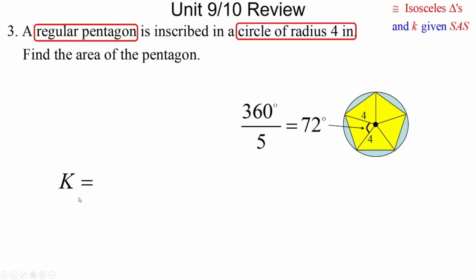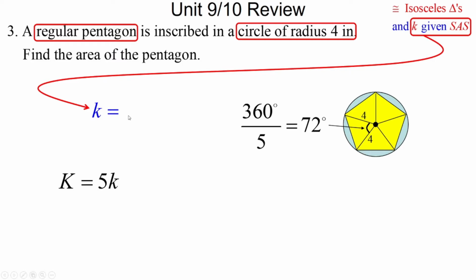So I'm going to say the area of the entire pentagon would be 5 times the area of this isosceles triangle right here. So I'm going to say uppercase K equals 5 times lowercase k, and that means the area of the whole pentagon equals 5 times the area of those 5 congruent isosceles triangles. And how do we find the area of a triangle given side angle side? Well, the formula is K equals 1/2 A times B sine of the included angle C.